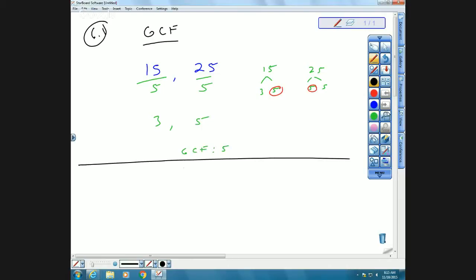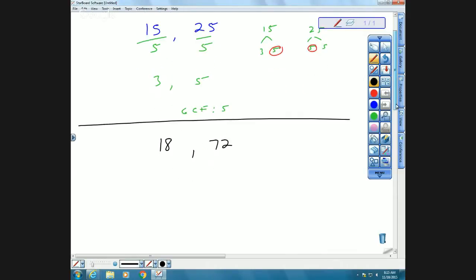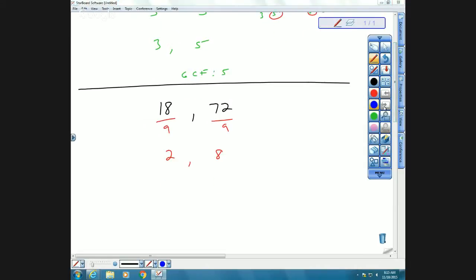Let me see if I can't get you on one here. What about 18 and 72? What's the biggest number I can divide both of them by? 9. So the first side is 9. If you divide both of these by 9, I get 2 and 8. What can I divide 2 and 8 by? 2. I can divide both of those by 2, and then I get 1 and 4.